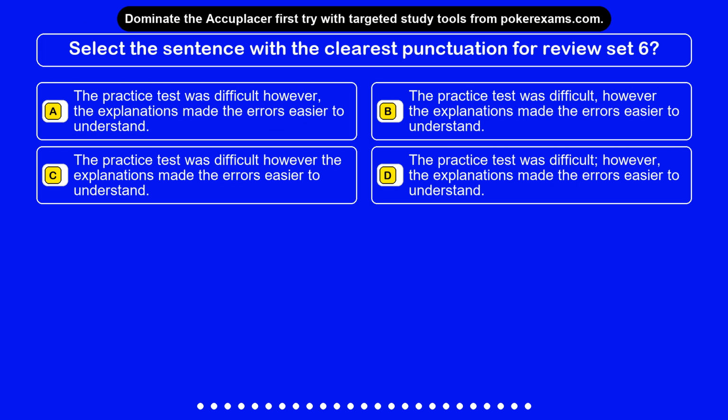Question 19. Select the sentence with the clearest punctuation for review set 6. Option A. The practice test was difficult, however, the explanations made the errors easier to understand. Option B. The practice test was difficult, however, the explanations made the errors easier to understand. Option C. The practice test was difficult, however, the explanations made the errors easier to understand. Option D. The practice test was difficult, however, the explanations made the errors easier to understand.